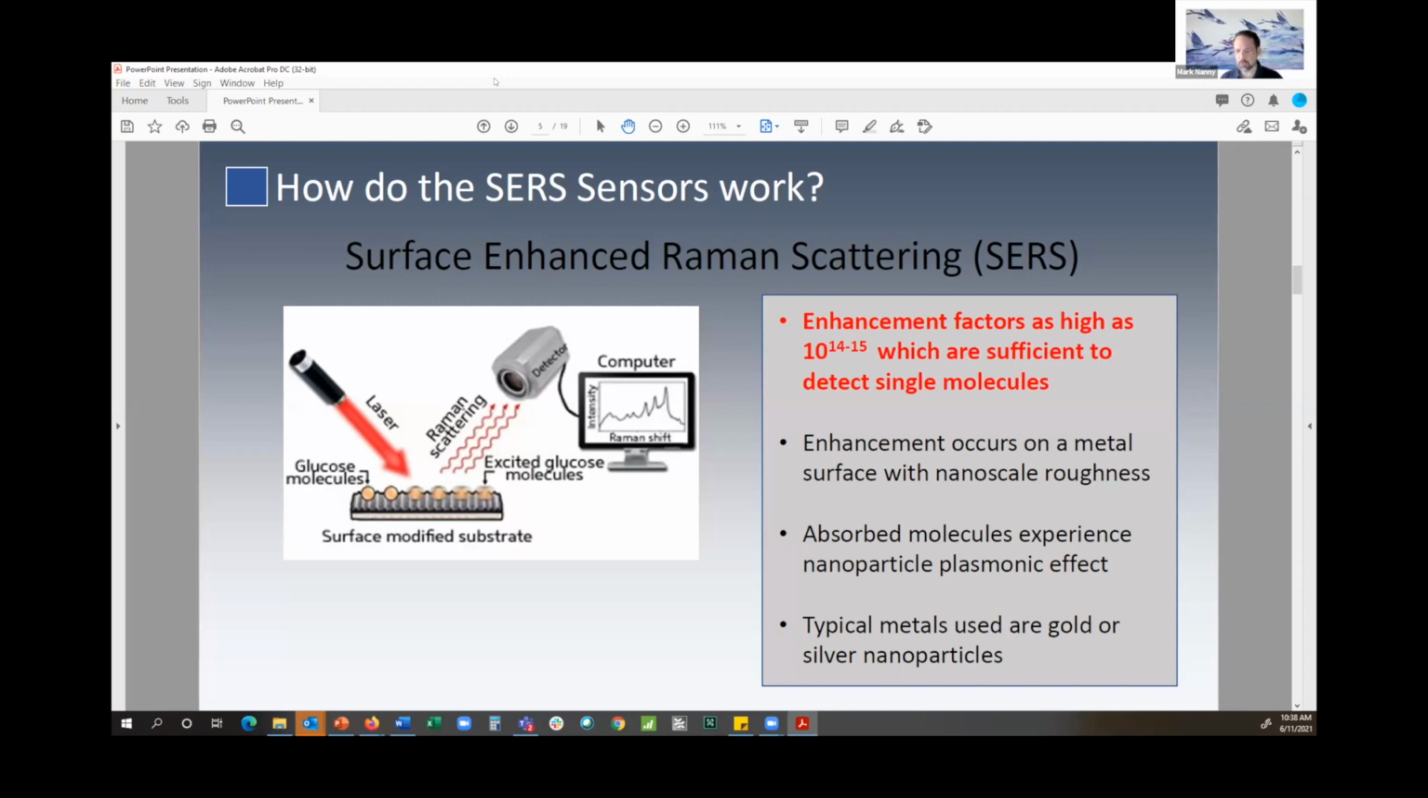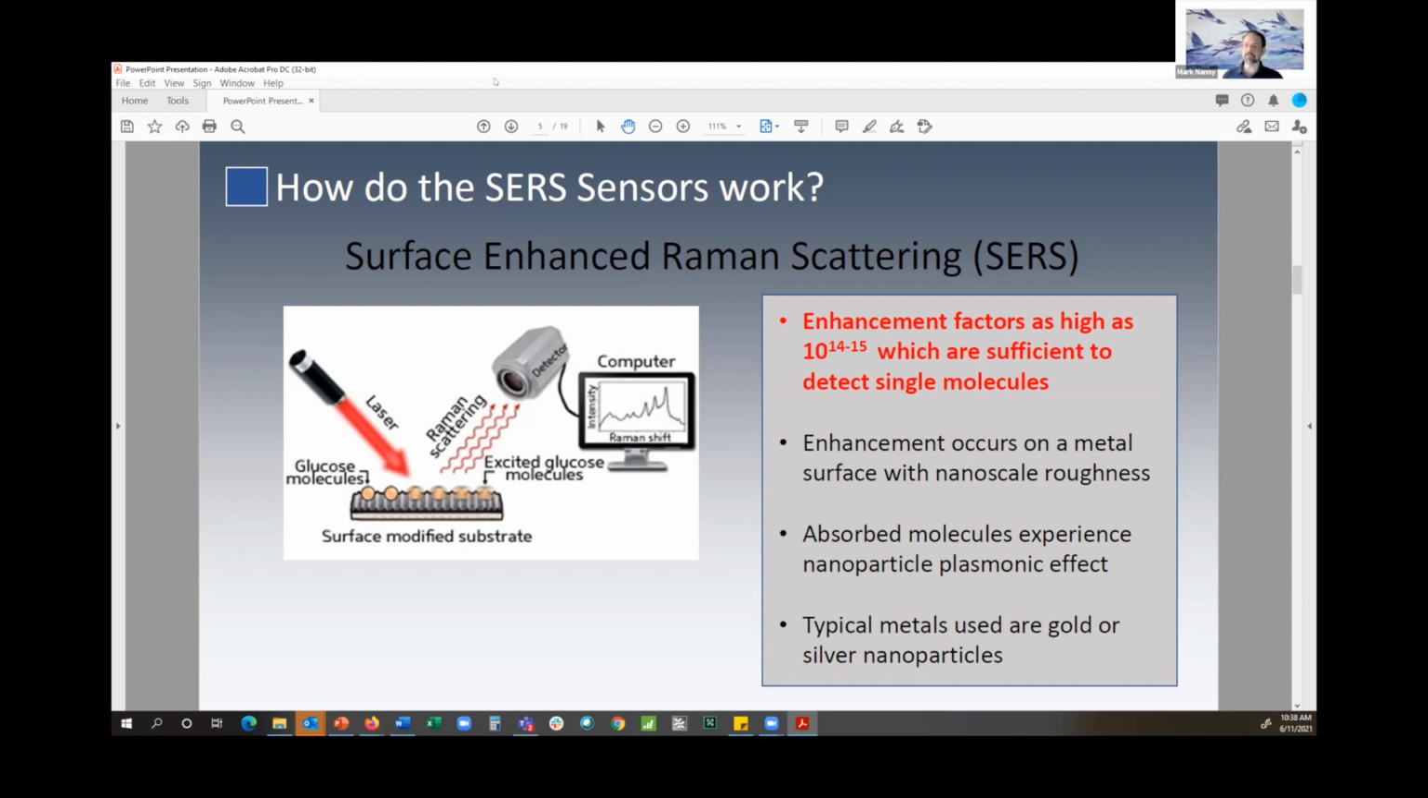But in the past 20 years, the process of surface-enhanced Raman scattering started to be identified and has become an incredible component to Raman spectroscopy to enhance Raman spectroscopy sensitivity 10 to the 14 to 15 orders of magnitude. So much so that we can detect single molecules or single cells with this process. So how does this work?